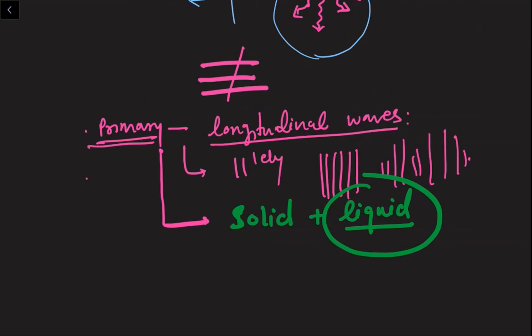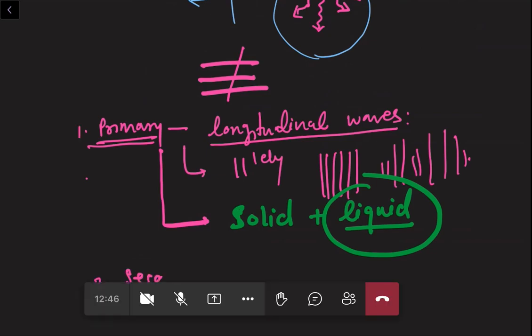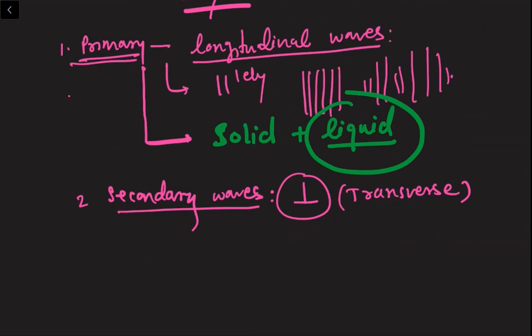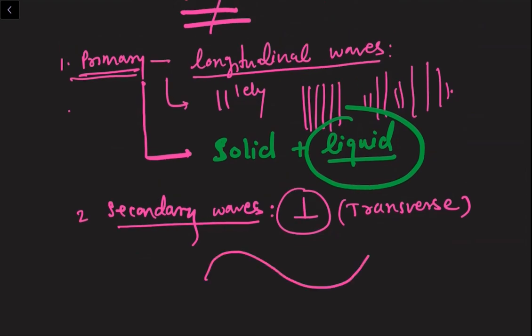Now, there are other waves, that is, secondary waves. Secondary waves are also called transverse waves. Transverse waves have perpendicular vibrations, like this. So they vibrate perpendicularly, at 90 degrees. So this is the particle, they will pull it here, they will pull it back. They vibrate in a transverse manner. Their vibrations are transverse. So these are secondary waves.